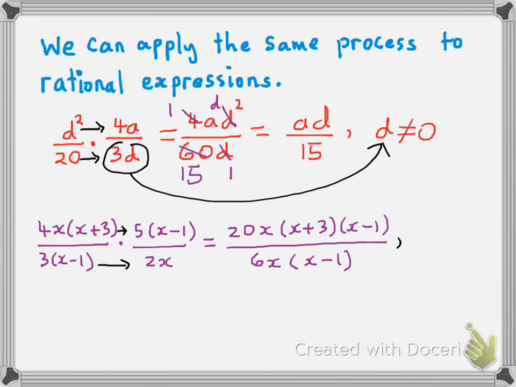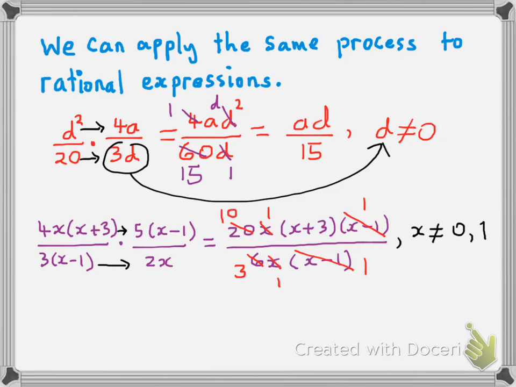And our restrictions here, our non-permissible values, are 0 and 1, because if x is 0 or 1, the denominator is going to be 0. And then we can simplify this by taking out the common factors. X minus 1 is a common factor of the numerator and denominator. There is 1 each. We can take those out. And similarly, x is a common factor. We can take those out. And if we divide 20 by 2 and 6 by 2, you will get 10 over 3.